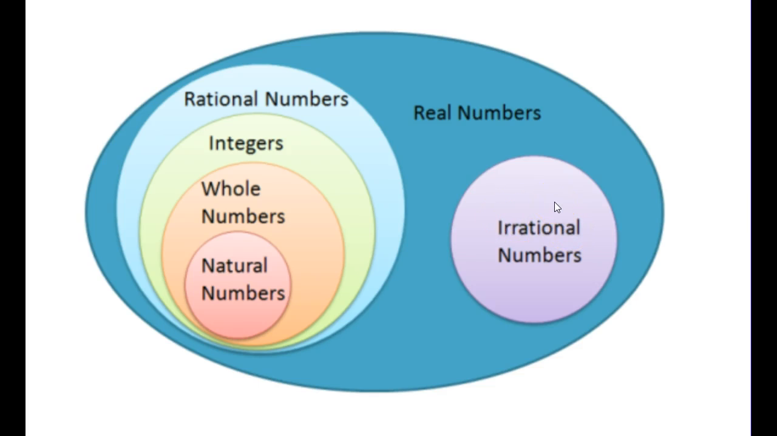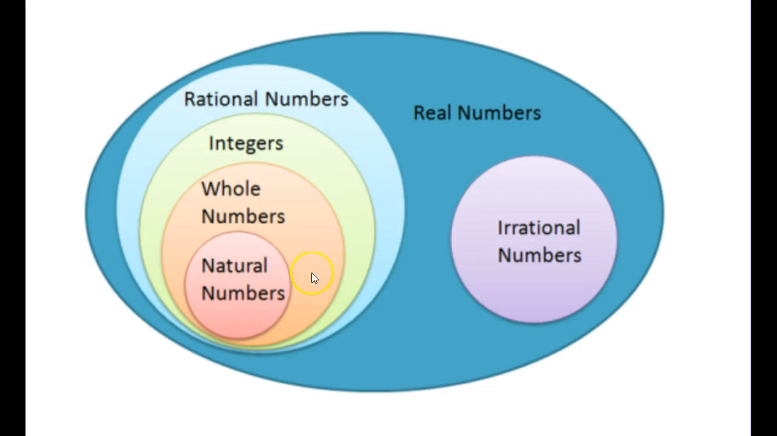Irrational numbers are numbers like pi, radical 3. They have decimal values that never end or never repeat. Whereas a rational number can be written as a fraction. It has a decimal value that either terminates, it comes to an end, or it has a decimal that repeats.